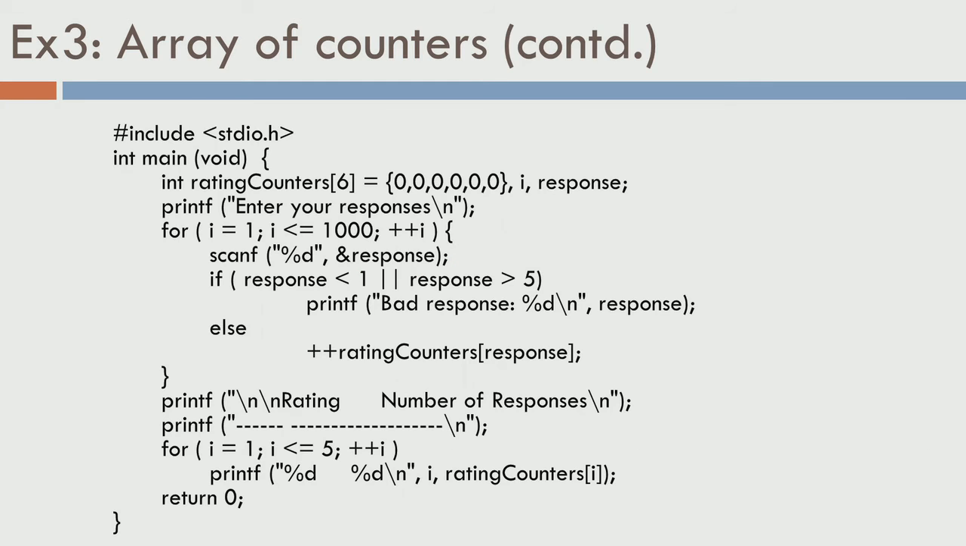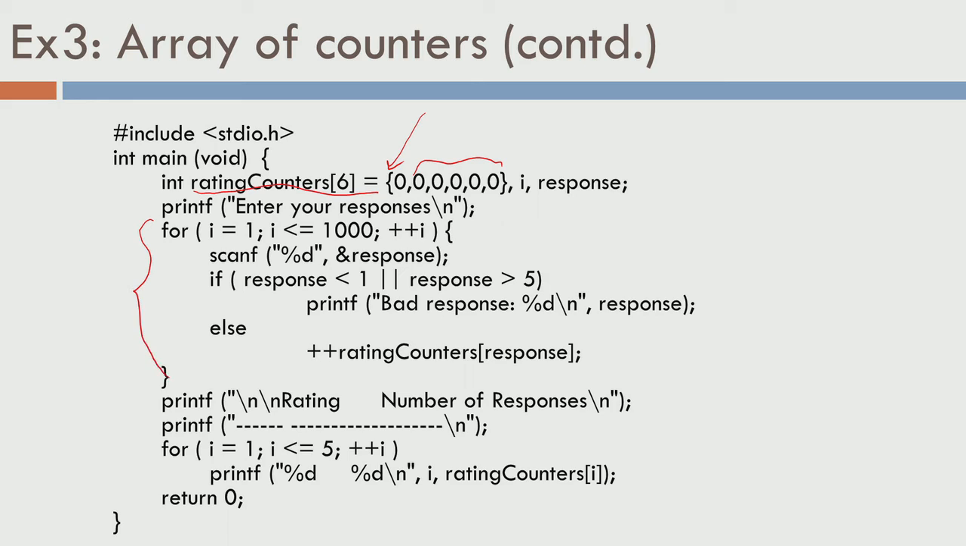So, let us see how a program of this kind will work, right. I have int rating counters of 6. As I said earlier, I am going to accommodate 6 locations, but the actual entries that I am concerned about are rating counters of 1 to rating counters of 5, right. So, even though this is initialized to 0, I am not really going to touch rating counters of 0 at all. I am going to touch rating counters of 1 to rating counters of 5.